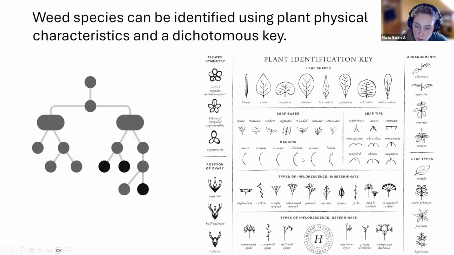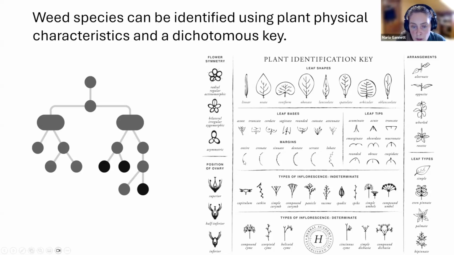And I don't know who the Herbal Academy are, but I just grabbed this image from the internet because I think it does a nice job of illustrating some of those physical characteristics. So we've got a couple different options of leaf shapes, leaf faces, the leaf margins, which is just the edge of the leaf, as well as leaf tips, and then types, and also the leaf arrangement along the stem.